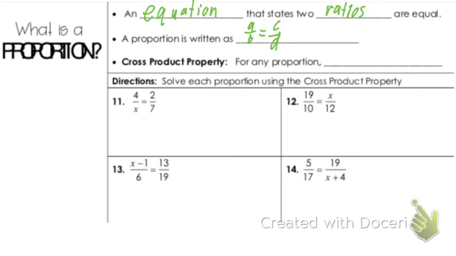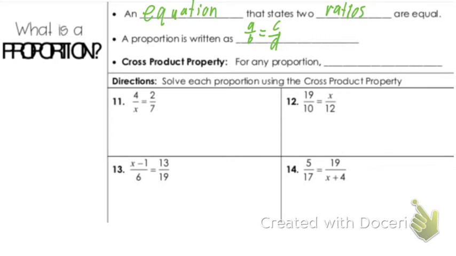All right. Now let's dive in and look at number 11 here. 4 over x is equal to 2 over 7. I'm going to come back to that. 4 to x is equal to 2 to 7. So we have to figure out what x would be for this to work out.